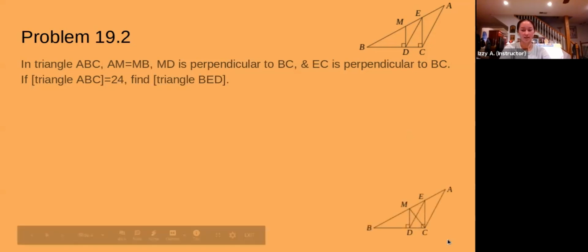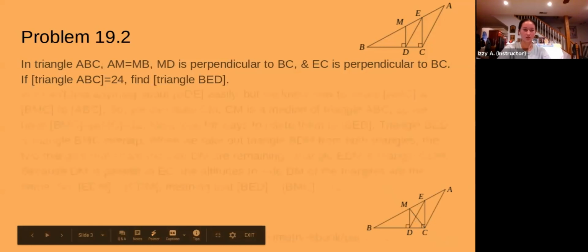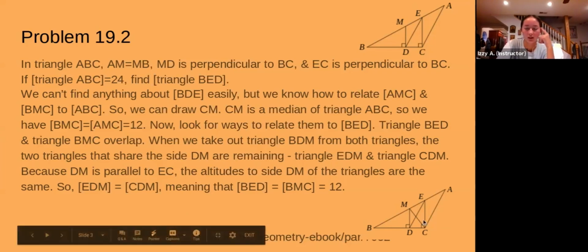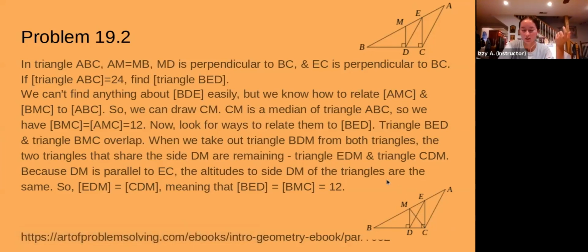So by extra line, I was referring to, you could have drawn an extra line there. Okay. So we can't find anything about the area of triangle BED easily. But we know how to relate the area of triangle AMC and the area of triangle BMC to ABC. So we can draw CM. That would be one of the extra lines that you could have drawn.